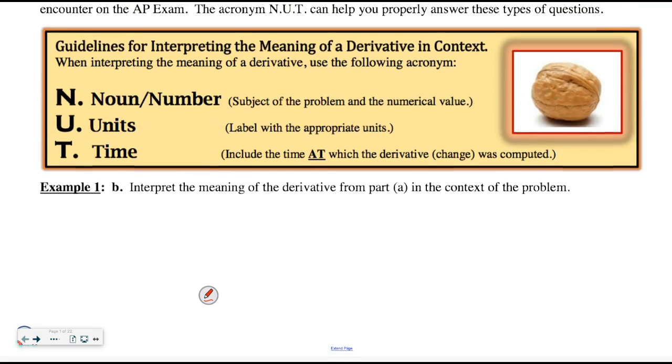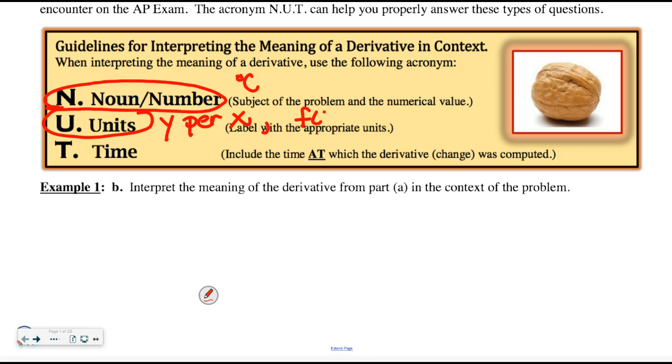One thing you have to think about with these guidelines for interpreting the meaning is that you have to figure out what your noun is. So in this case, what was I trying to find? So the subject of this problem was temperature or degrees Celsius that was changing. My units, it's always Y per X, but for us, it's always going to be some function of time per time, except for one of them that I found.